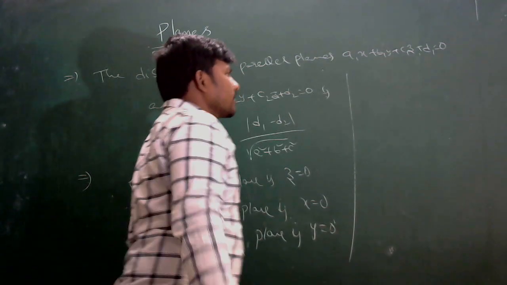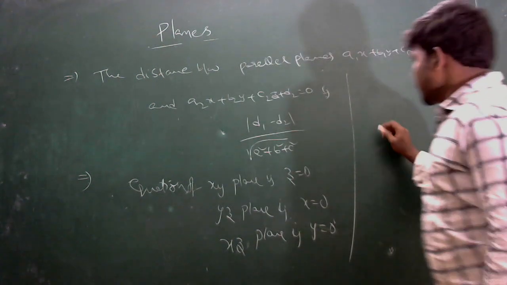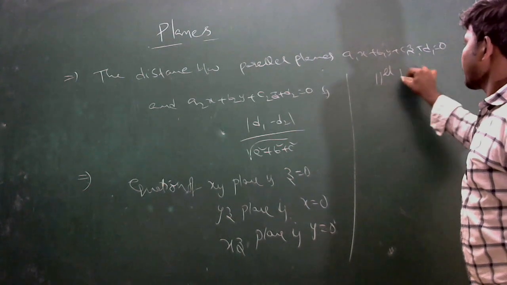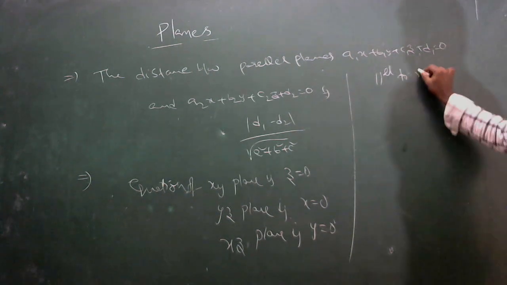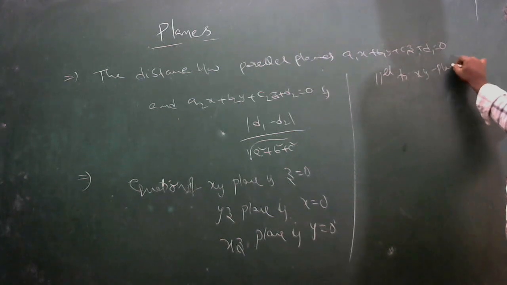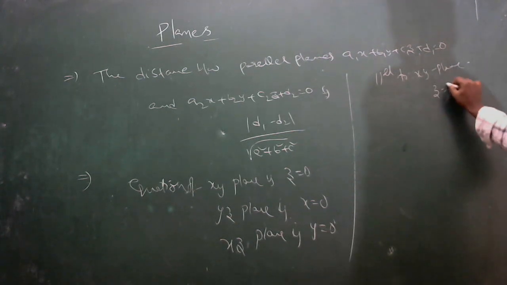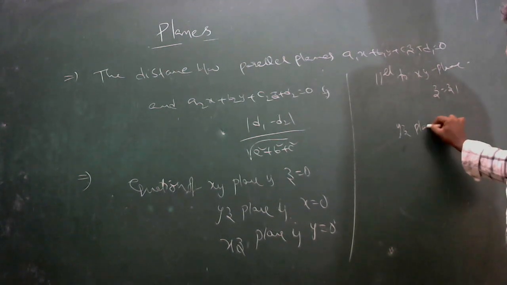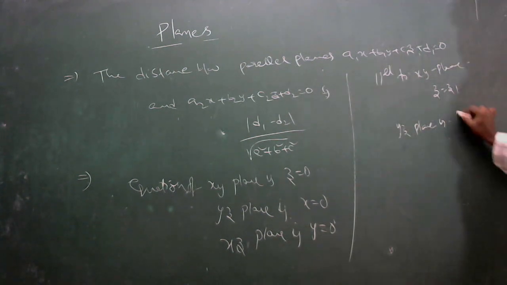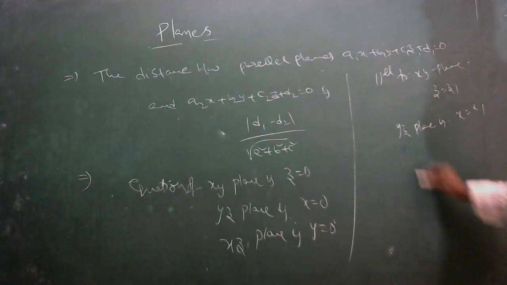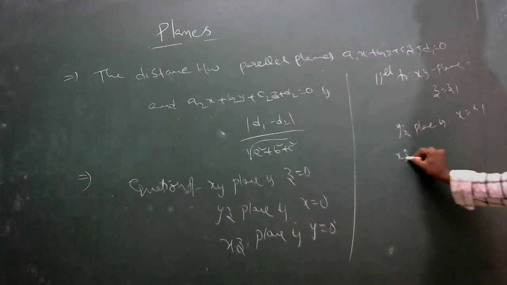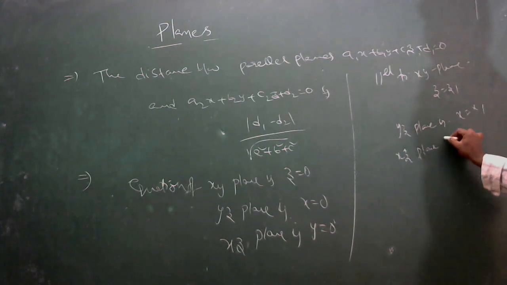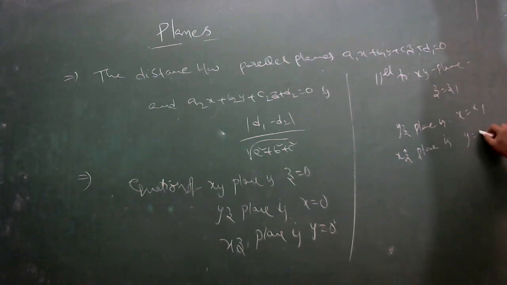Next, the equation of the plane which is parallel to the xy plane is z = z1, parallel to the yz plane is x = x1, and parallel to the xz plane is y = y1.